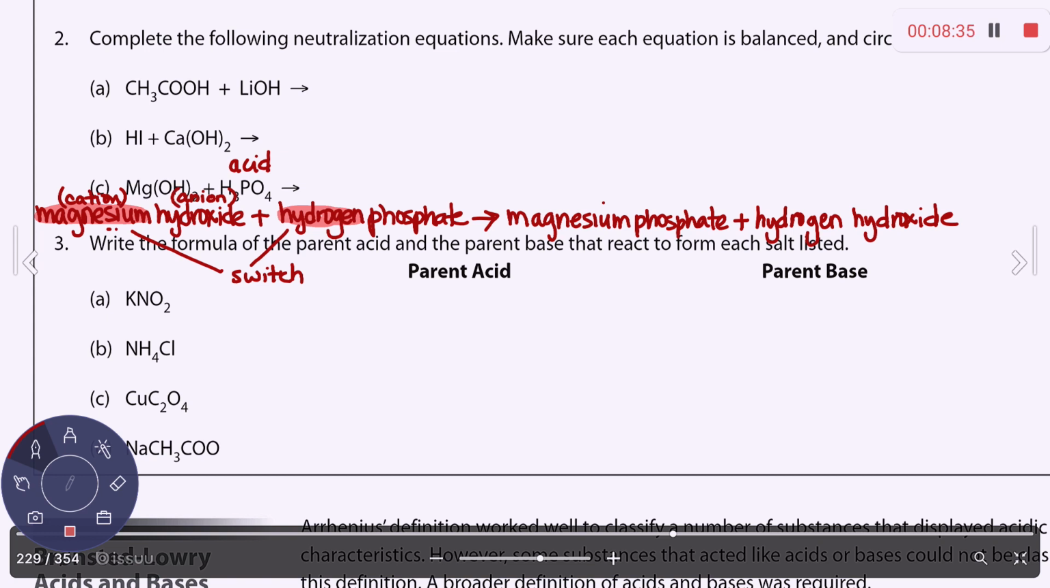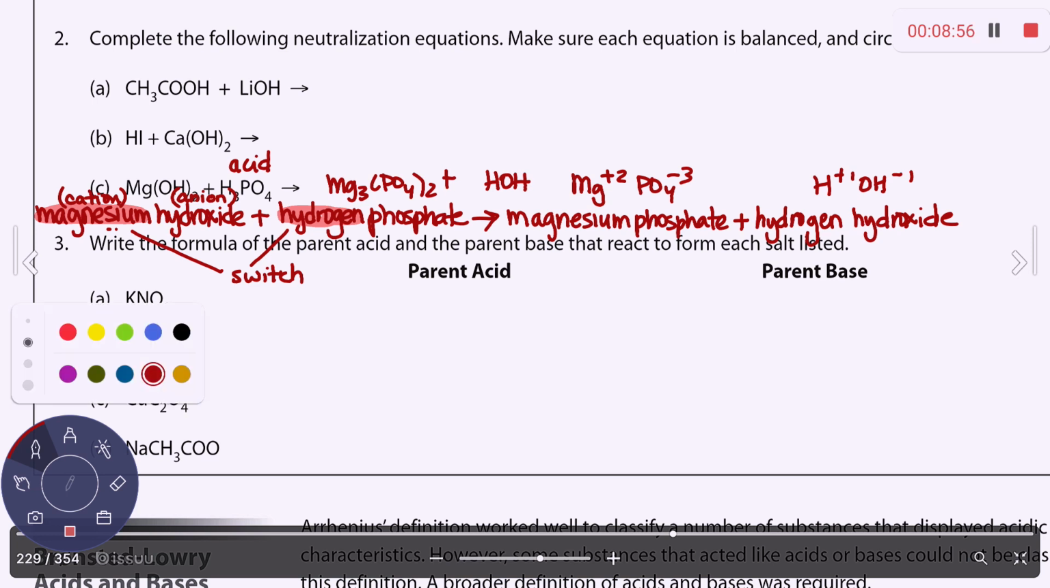Okay? So over here we've got magnesium phosphate, which is this. So this is going to end up being Mg3(PO4)2. And then hydrogen hydroxide is just HOH or H2O, whichever you prefer. I'm going to write it as HOH.